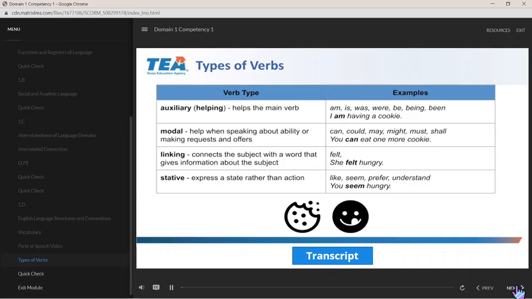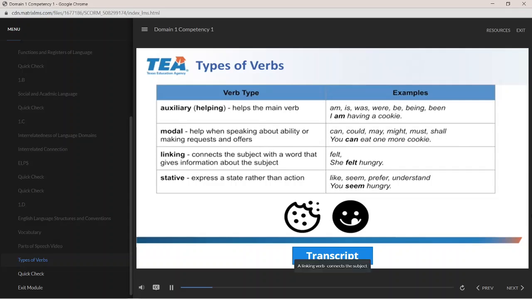Types of verbs. Verbs can also be categorized by their function in the sentence. An auxiliary or helping verb helps the main verb. Examples include am, is, was, were, be, being, been, as in the helping verb am in the sentence, I am having a cookie. A modal verb helps when speaking about ability or making requests and offers. The verbs can, could, may, might, must, shall are all modal, as in the sentence, you can eat one more cookie. Can is the modal verb.